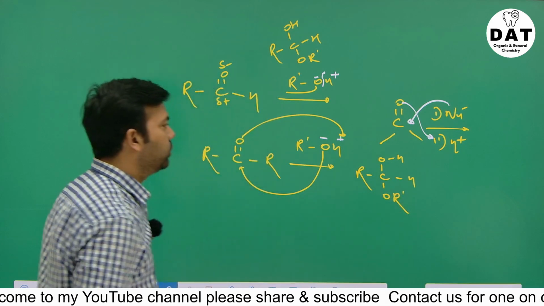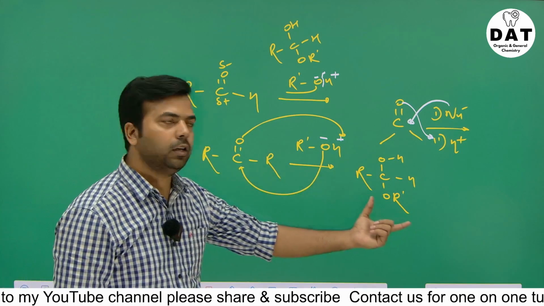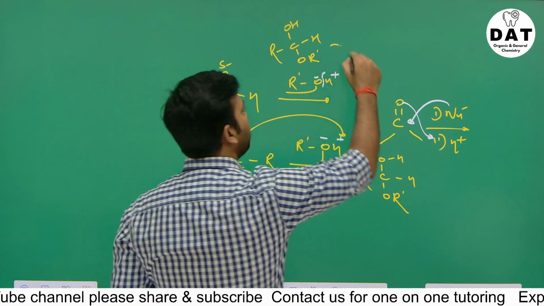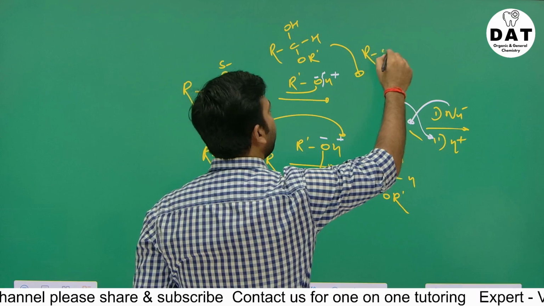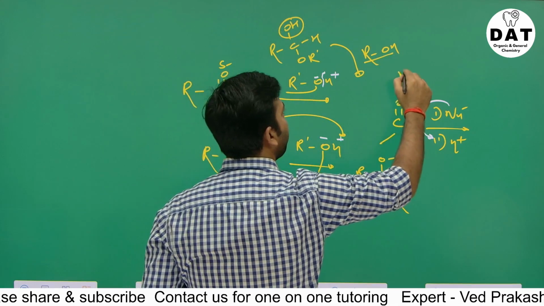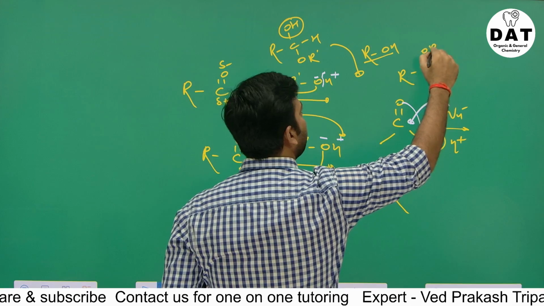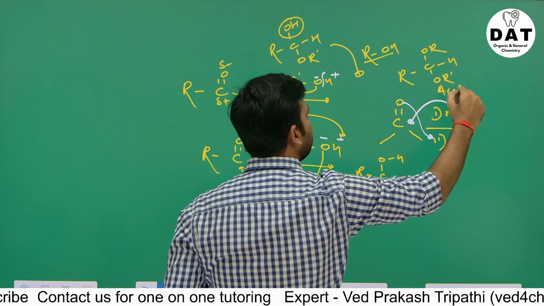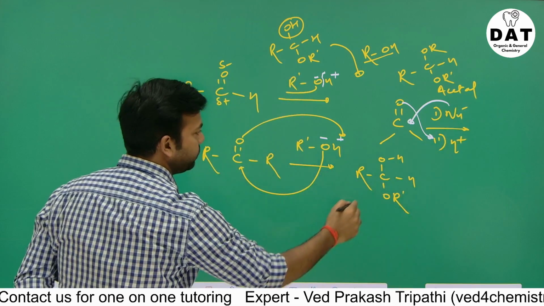Clear? So this is ketone, so it is hemiketal. This is aldehyde, so this is hemiacetal. If we use another alcohol, simple, eliminate this OH as well and attach this OR group. So you can see OR, H and OR dash. This is called acetal.